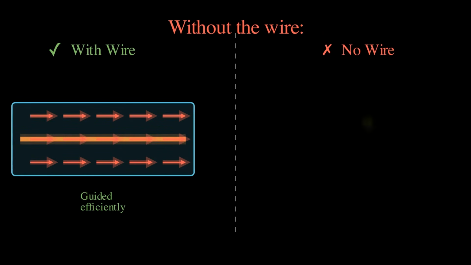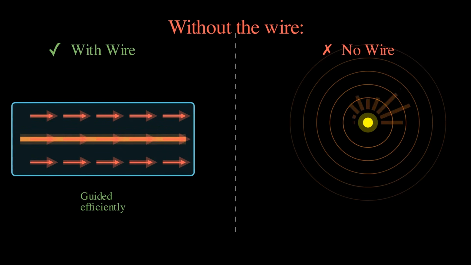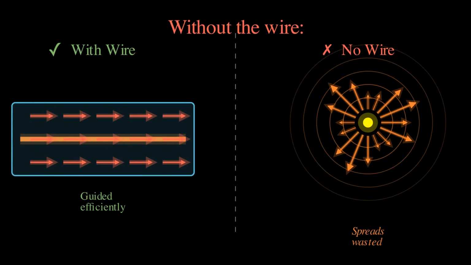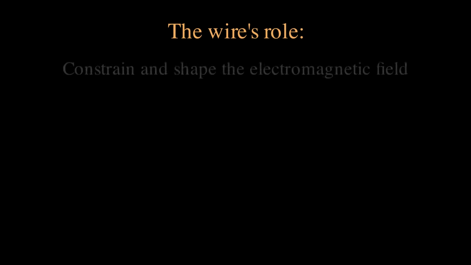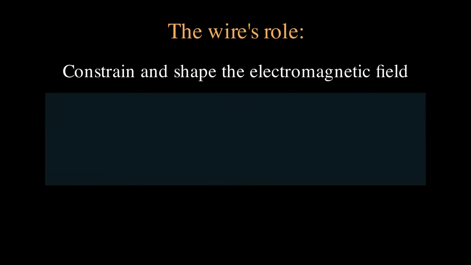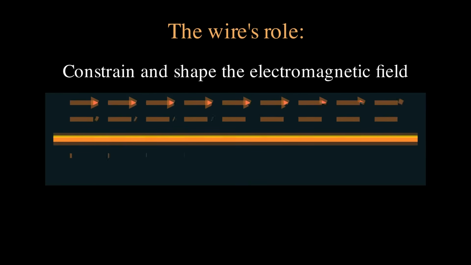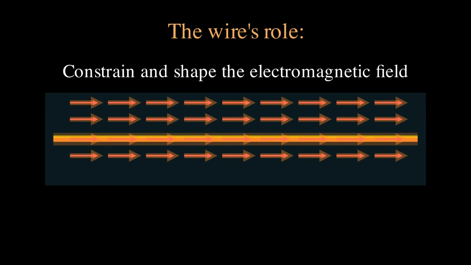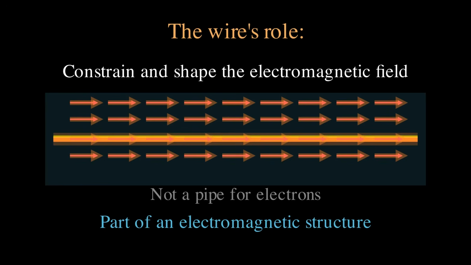If you remove the wire, those surface charges have nowhere to reside. The electric field pattern changes, and there's no longer a controlled path for energy delivery. The energy can still exist in fields in free space, but it spreads out rather than being guided efficiently to a particular device. So, the wire's role is to constrain and shape the electromagnetic field so that energy flows where we want it to go.